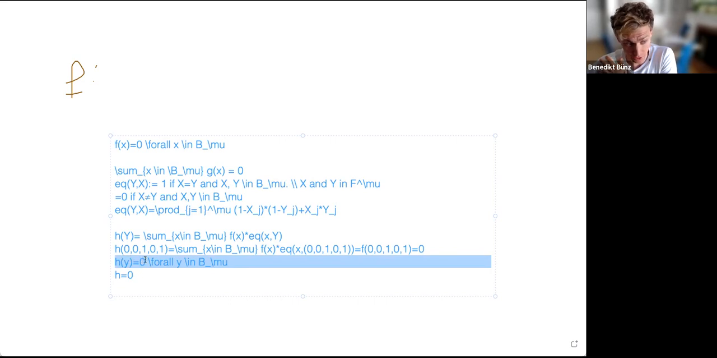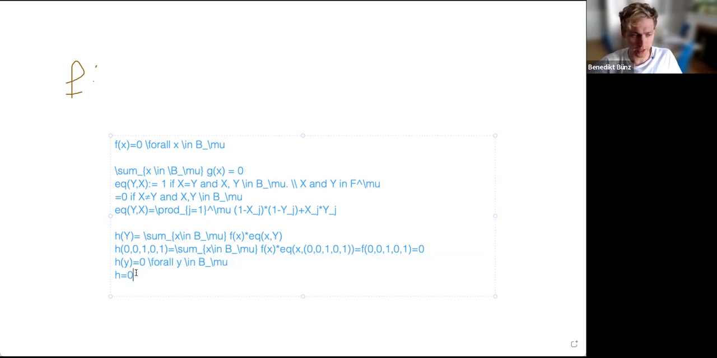This is an if and only if. If h is equal to 0, then obviously it's 0 on the Boolean hypercube. But if h is multilinear and 0 on the Boolean hypercube, then it just has to be the 0 polynomial. There's no other way. And now this made our problem very simple, because we simply have to check that h is the 0 polynomial. How do we check that h is the 0 polynomial?